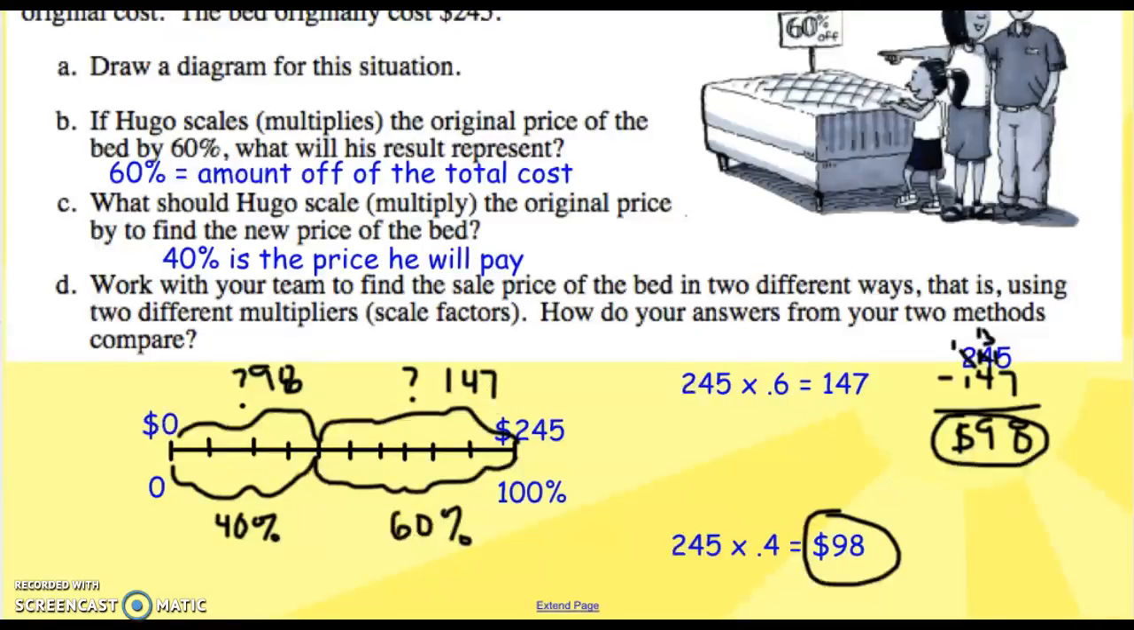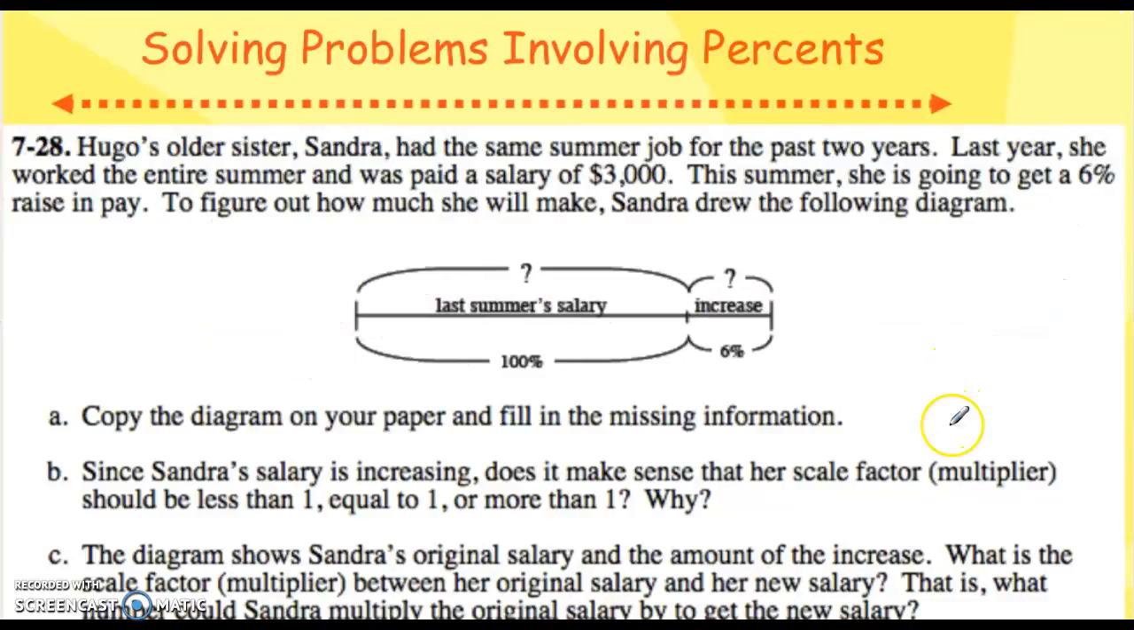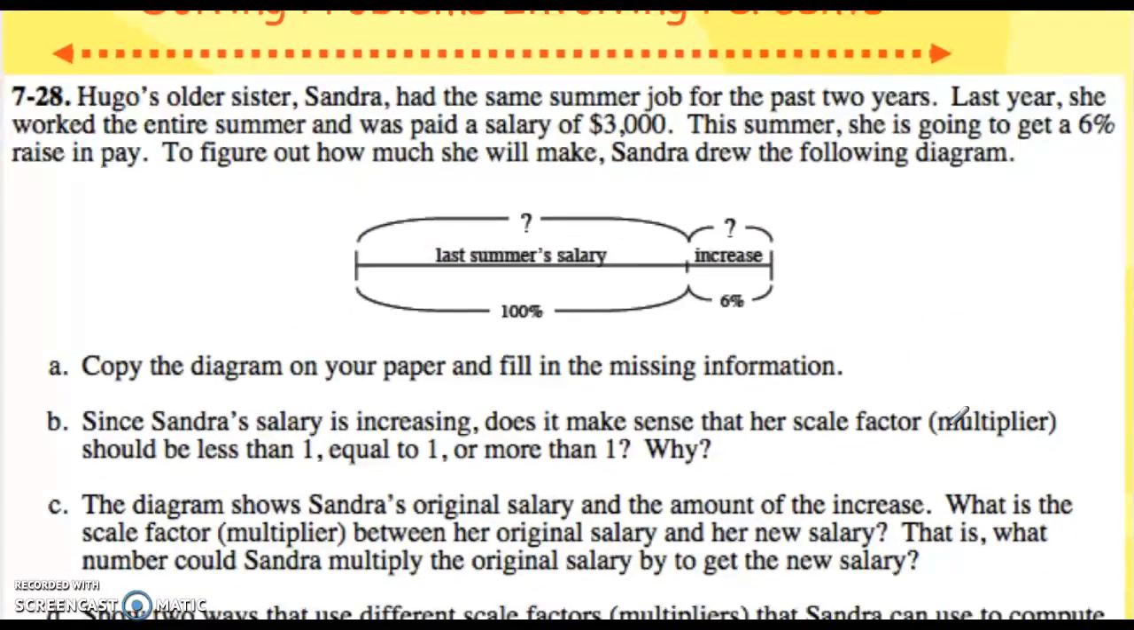We're going to do one more problem together, 728. Hugo's older sister, Sandra, had the same summer job for the past 2 years. Last year, she worked the entire summer and was paid a salary of $3,000. This summer, she was going to get a 6% raise in pay. To figure out how much she will make, Sandra drew the following diagram.